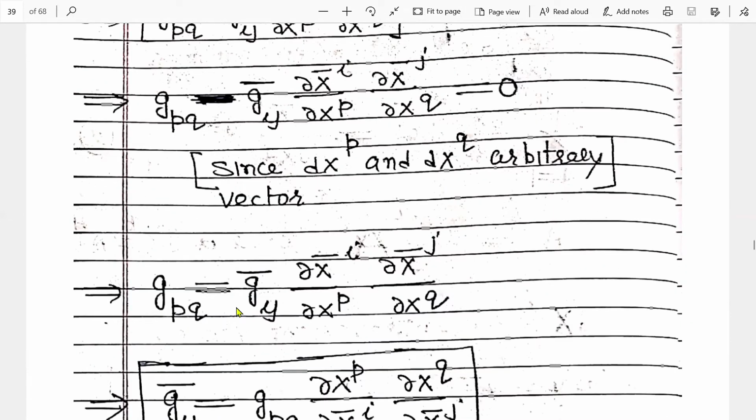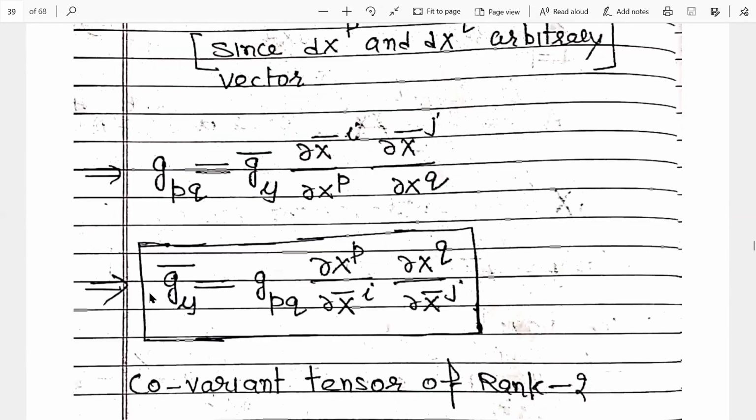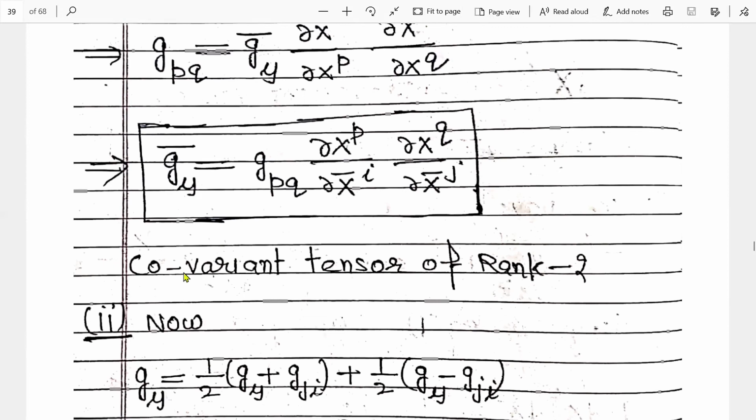We get Gpq, which is equal to Gij bar, curly x bar i, curly x p, curly x bar j, curly x q, and it implies Gij bar is equal to Gpq, curly x p by curly x bar i, curly x q over curly x bar j. So it means it is a covariant tensor of rank 2.